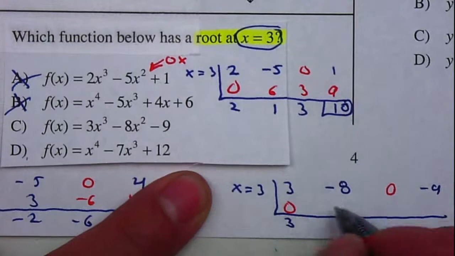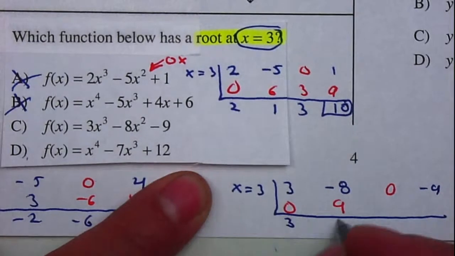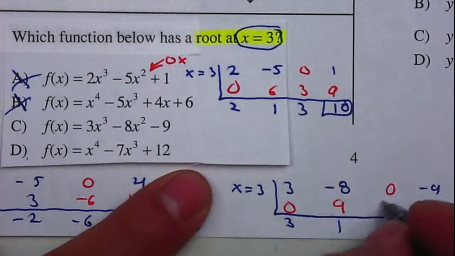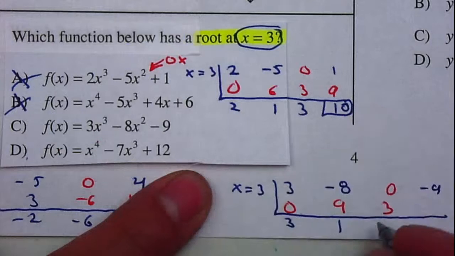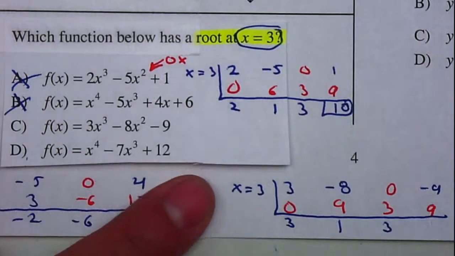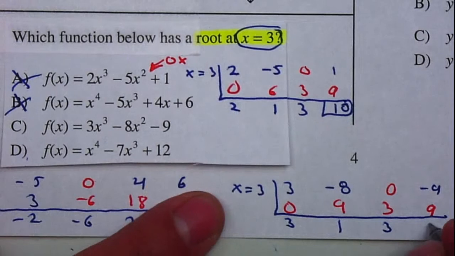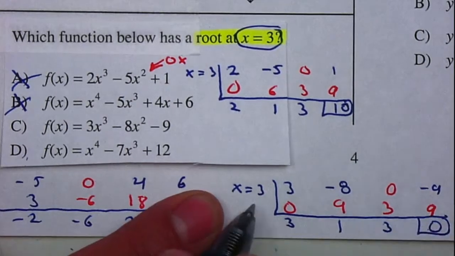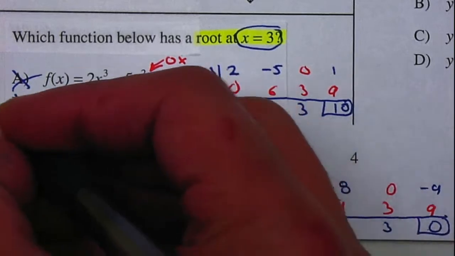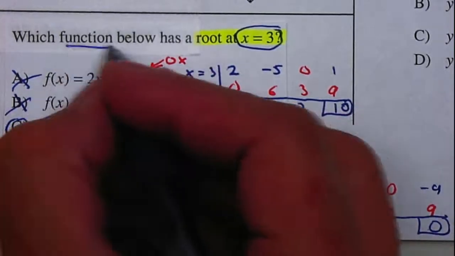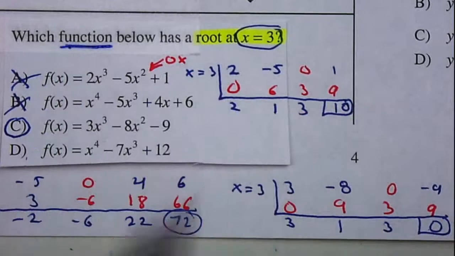Multiply. 3 times 3 is 9, then we add. 3 times 1 is 3, then we add. 3 times 3 is 9, and then we add. So this means 0. Since this is 0, therefore this is a root. So your answer is letter C. And notice that they're only asking for one answer. So your answer is letter C.